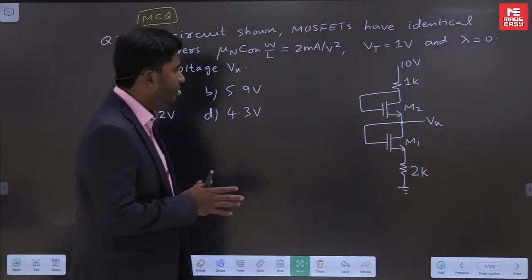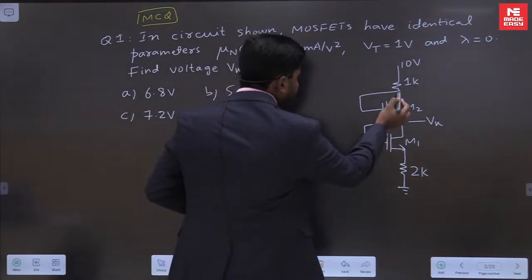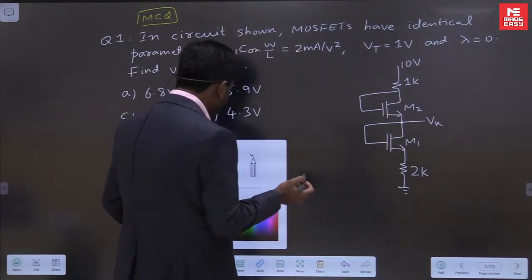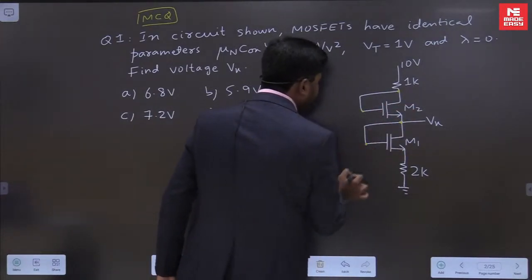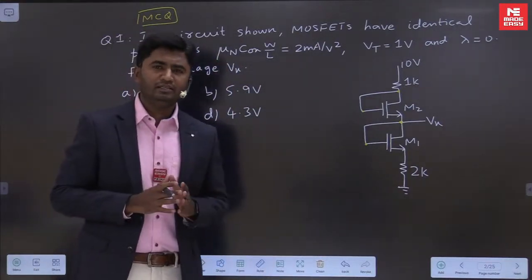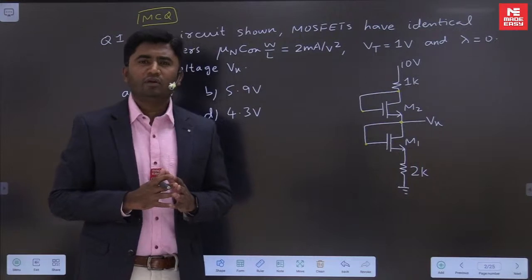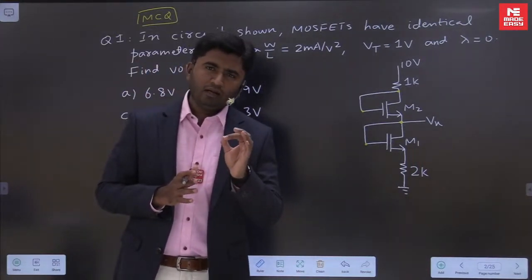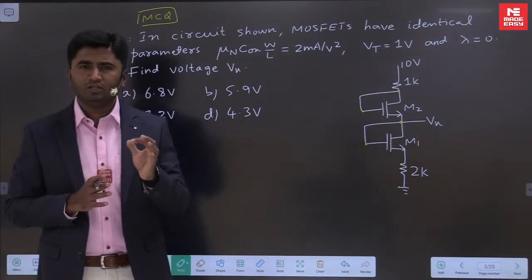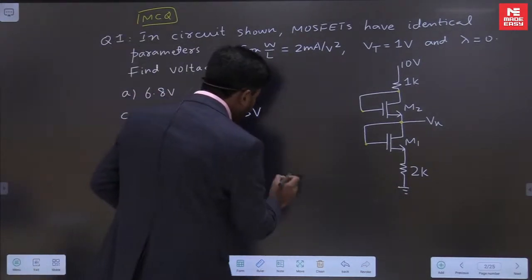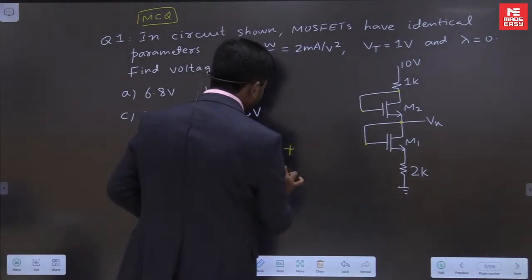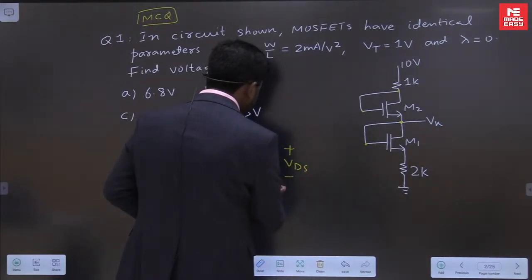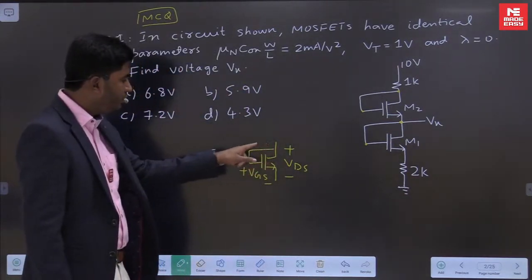In this particular circuit, if you look at the two MOSFETs, their drain is shorted to gate. Drain terminal shorted to gate terminal. Whenever drain is shorted to gate, the MOSFET will be in saturation region. I hope everybody knows it well from your preparation, because when drain is shorted to gate, VDS and VGS become equal. Drain voltage will be equal to gate voltage.